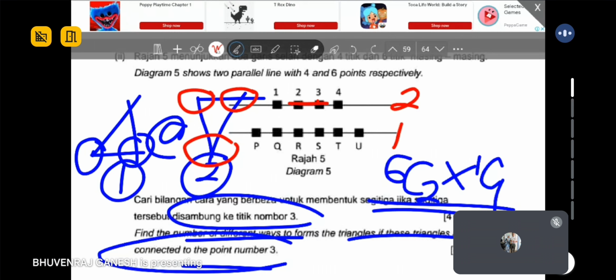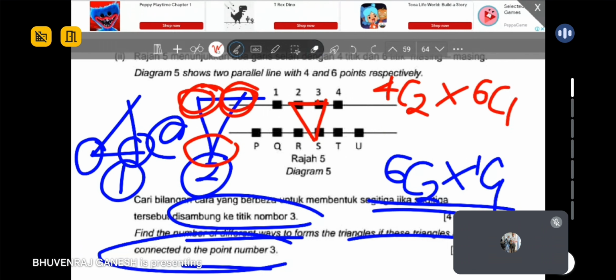Okay, so means that maybe like this. Okay, kamu boleh buat macam ni. Okay, so means that on top, kamu kena ada 4C2. Okay, 4 titik, choose 2, because kamu nak 2. Okay, and then bawah 6C1. Okay, only choose 1 point at the bottom. Are you clear, guys? Boleh dapat?